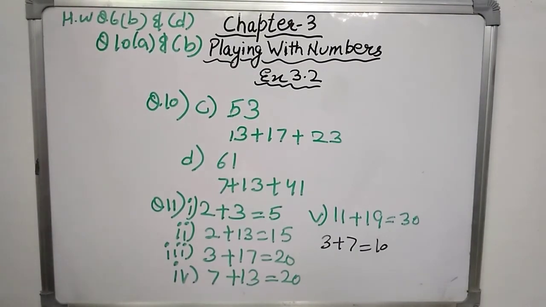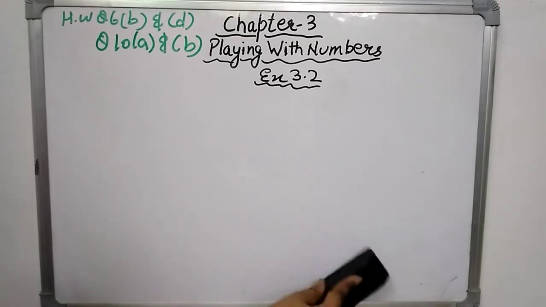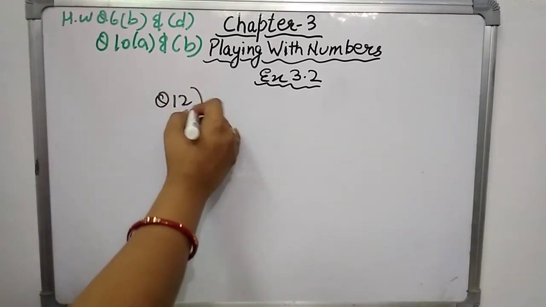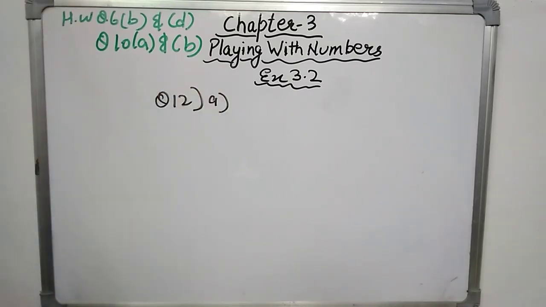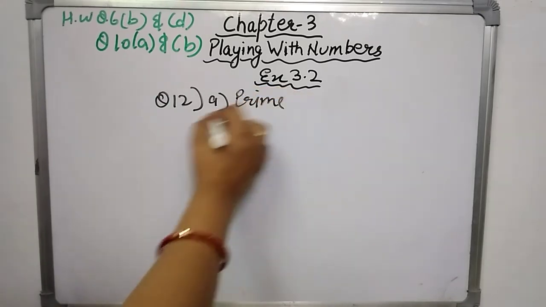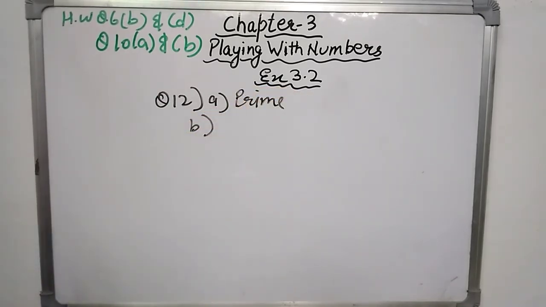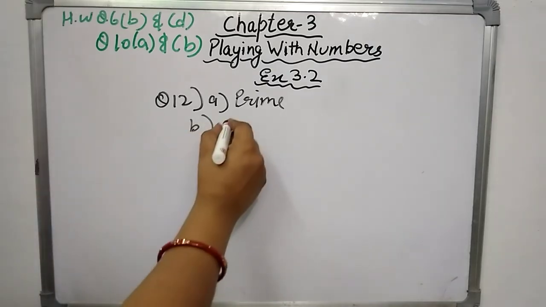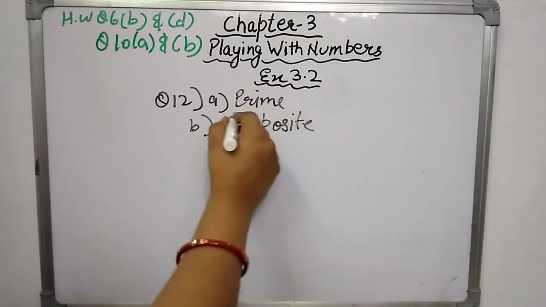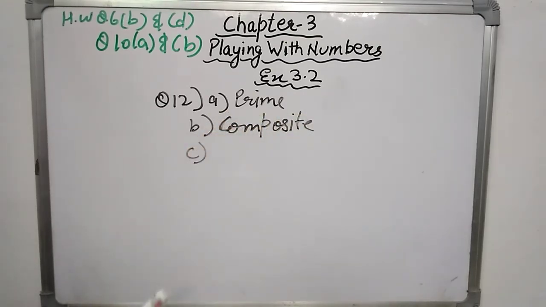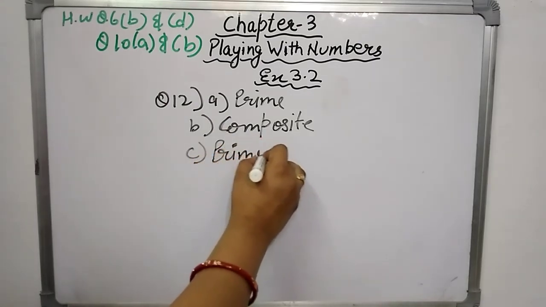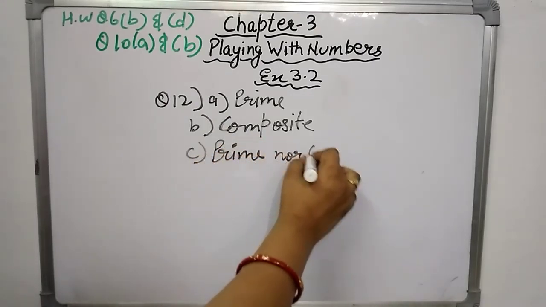The last question is question number 12, which is fill in the blanks. First, a number which has only 2 factors is called a prime number. Second, a number which has more than 2 factors is called a composite number. One is neither prime nor composite.